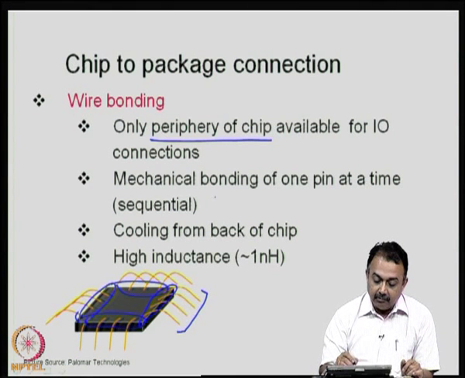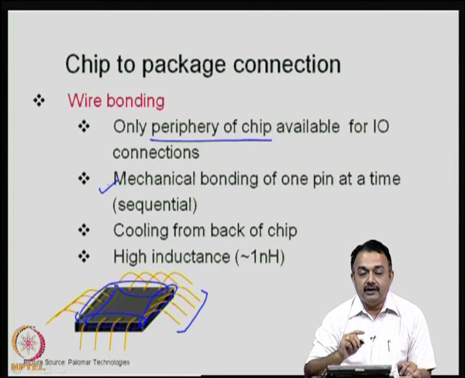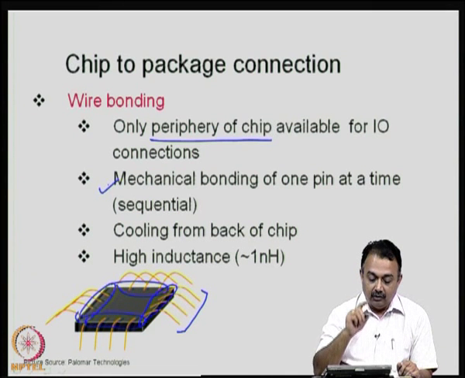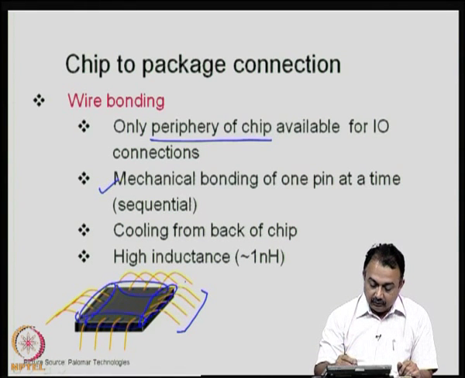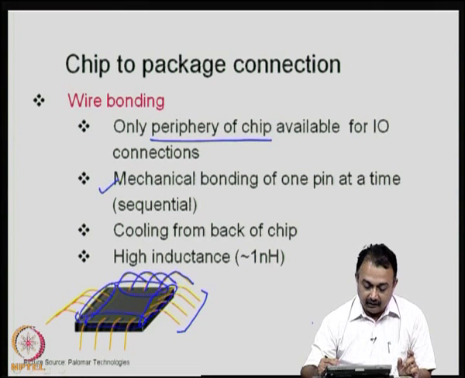So, this wire bonding process involves mechanical bonding of one pin at a time. It is a sequential process. It is not a parallel process of bonding all the bond pads at the same time. So, the equipment that is used for wire bonding will bond one pin at a time. So, the first bonding will take place, the second will take place, but it has to happen at high speed. So, today equipments are available to wire bond at a very high speed with high reliability.